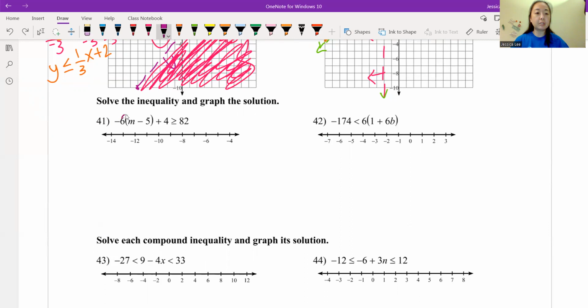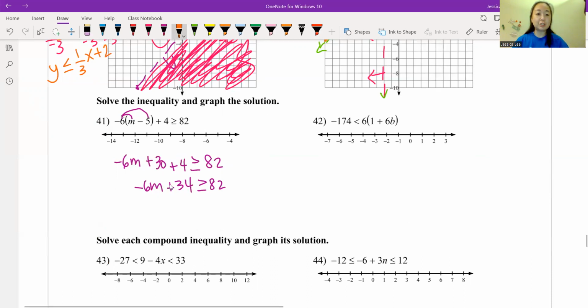And so first we're going to distribute the parentheses. We're going to distribute the -6 into the parentheses. So that's going to be -6m, and this is going to be plus 30 plus 4 is greater than or equal to 82. All right, and then again, we have some like terms here on the left-hand side. So it's going to be -6m plus 34 is greater than or equal to 82. Anything we're not using, we're just copying down.